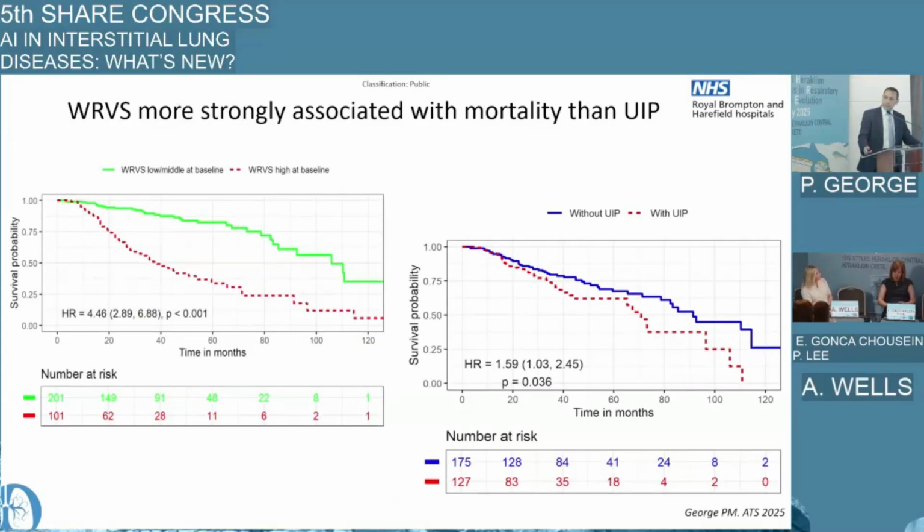Here you can see on the left-hand side whether patients had a high WRVS score versus a low WRVS score. You see a hazard ratio of 4.5. So this was 15% being high. We did it in tertile, so high versus low or medium, and again, a very clear distinction. But on the right-hand side, UIP versus non-UIP, again, I'm telling you the same thing again, overlapping lines, just meeting significance.